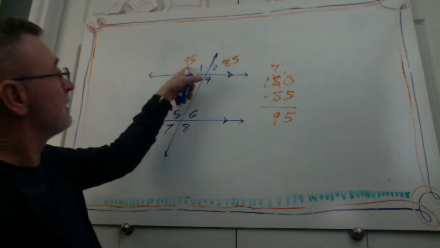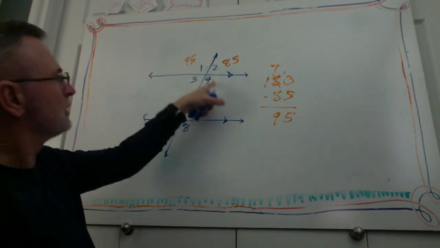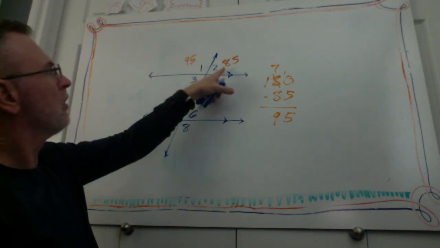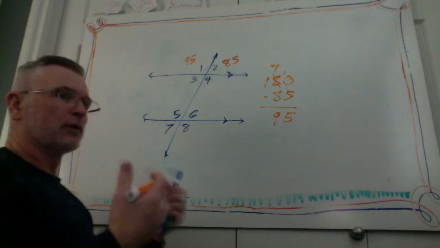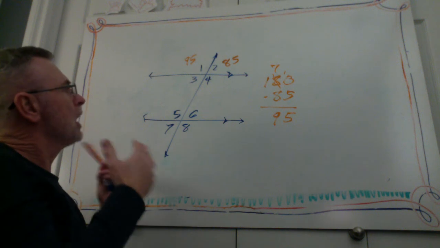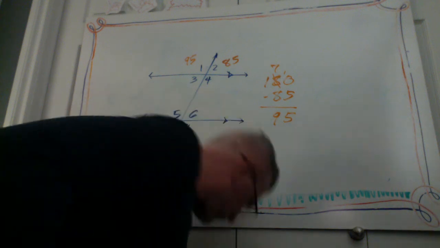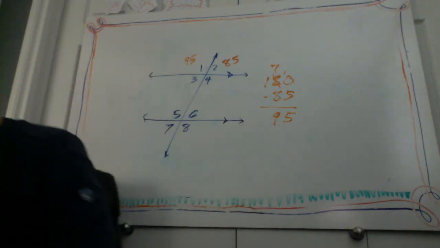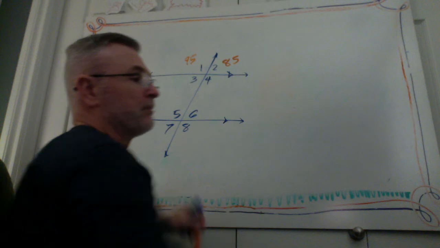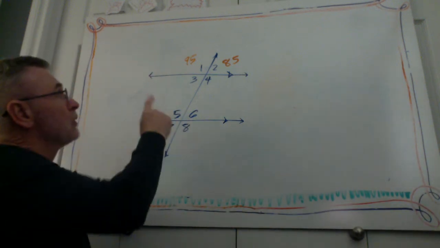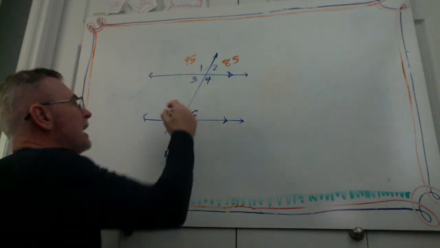Now, if that one's 95 degrees, that means that 4 is also 95 degrees, because vertical angles are congruent to each other. Also, number 3 is congruent to 2 because of vertical angles. Now, we have different combinations of these angles that are the same. If we know angle 1, which other angles do we also know? Well, if we know angle 1, we also know angle number 5.